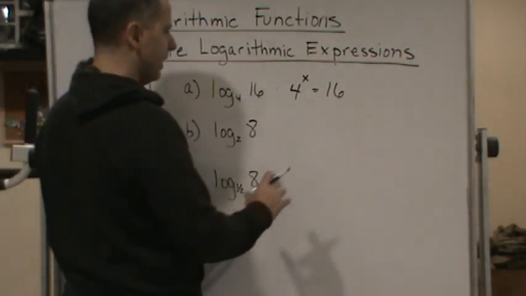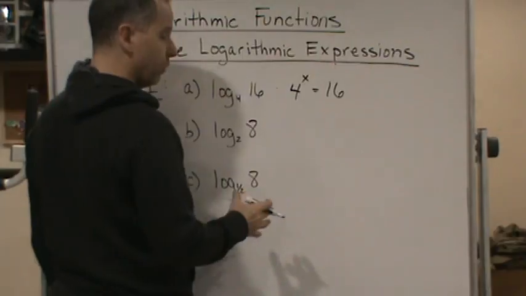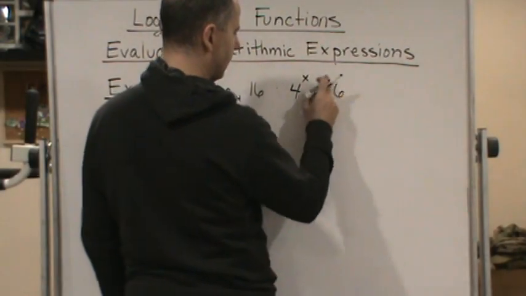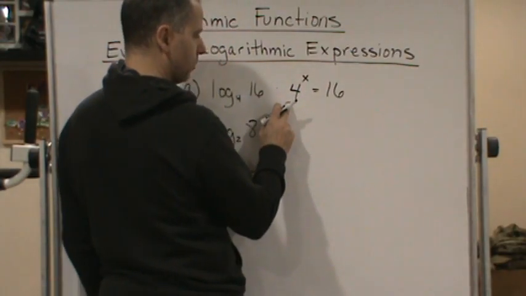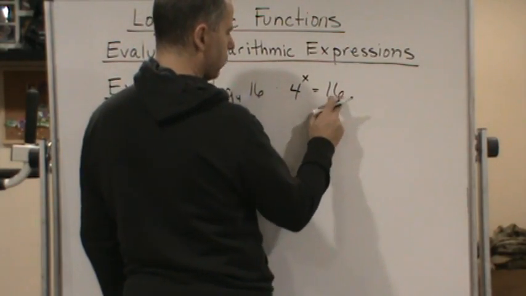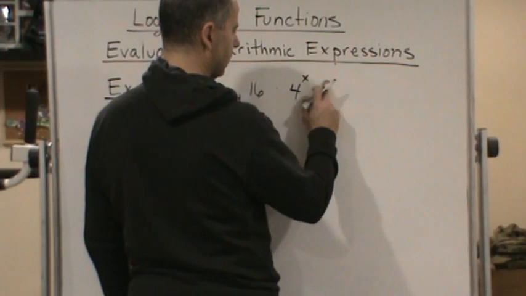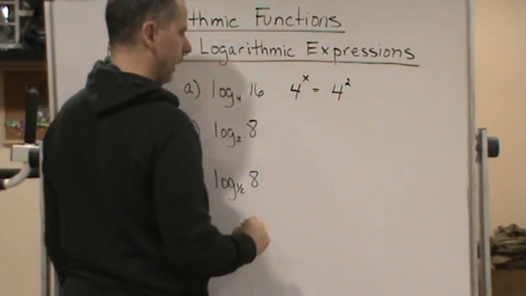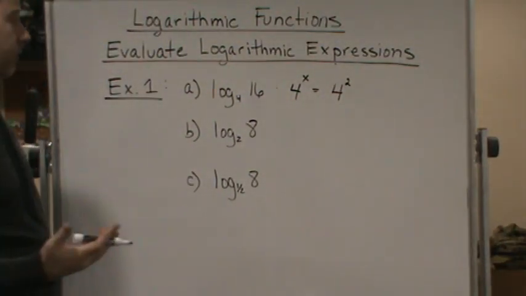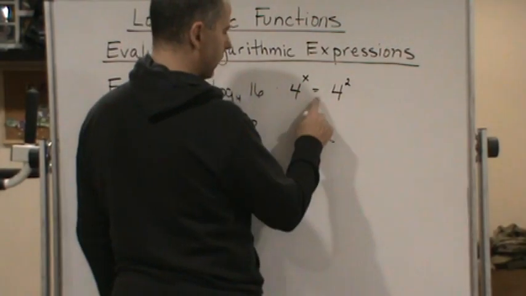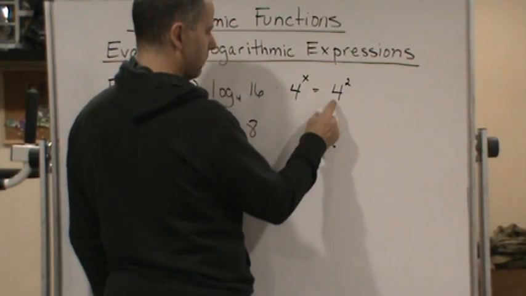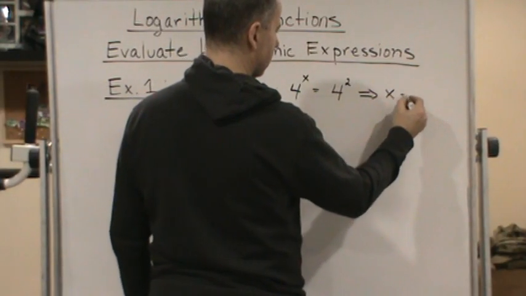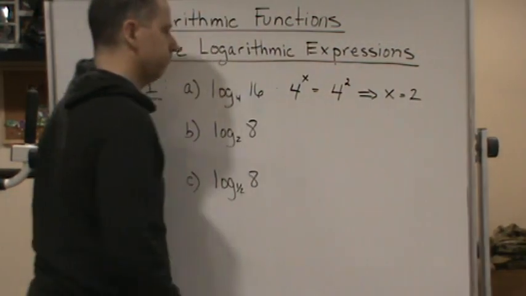When it's in this form, we can use the equivalence property for exponential expressions, because all we have to do is write this so it has the same base. So 4 to what power equals 16? Well, that's going to be 2. By using the equivalence property, we have two exponential expressions with the same base that are equal to each other, so this implies that x must equal 2.